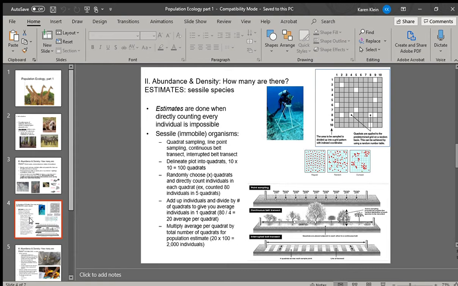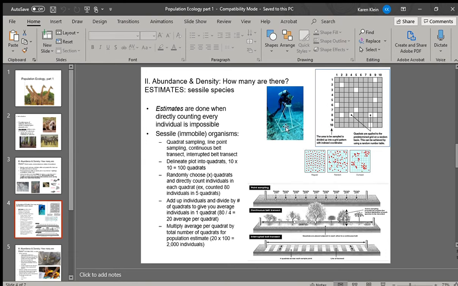Now, if you have individuals that are sessile, that is, they don't move, we can employ quadrat methods. Sometimes they are square quadrats, and we're going to do this for lab, if we meet for lab. Or we have line transects as far as point sampling is concerned to form an estimate. And you see an example here. This is a quadrat. I don't know what this person is counting on the seafloor. Here is a plot split into quadrats.